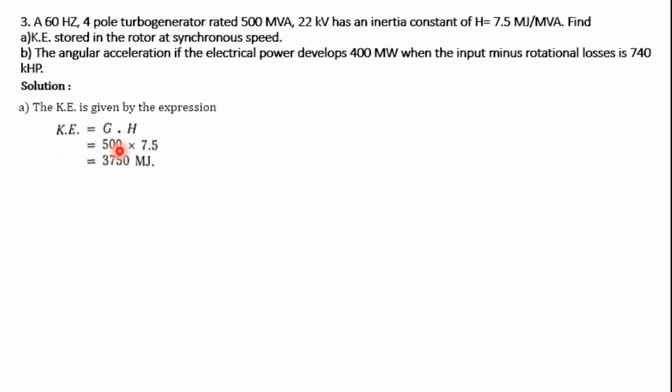Let us consider the first one, which is kinetic energy, with the expression G into H. The G value is directly given, in terms of MVA. The H value is 7.5, so we will get 3050 megajoules.